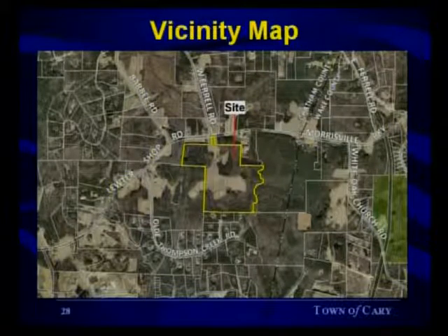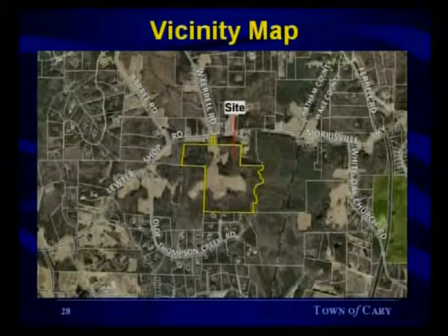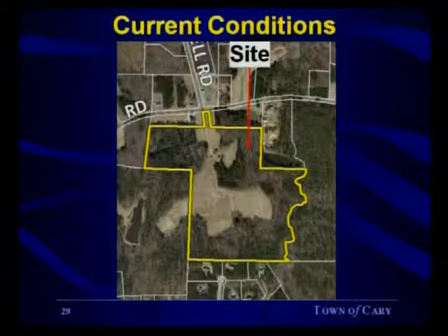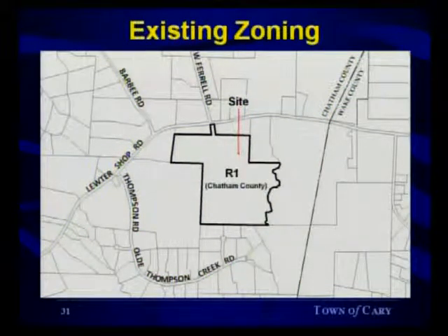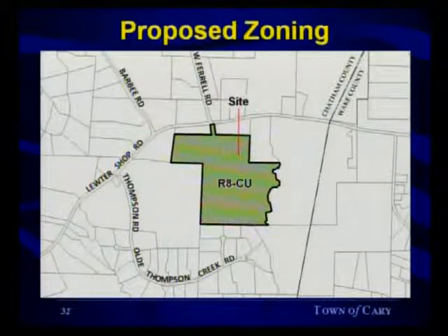Annexation into Cary's corporate limits would be required before the town could apply base zoning or initial zoning to the subject property. Here's a close-up view of the subject property showing the existing conditions. There's a farmhouse, some of the land cleared, and still a good bit of existing trees along the perimeter buffers. Cary's land use plan designation is low-density residential. This land is located in the Chatham-Cary Joint Land Use Plan. The current zoning is Chatham County R1, which allows an opportunity for low-density residential, institutional uses such as schools and churches, and agricultural use. The proposed zoning is residential 8, conditional use.